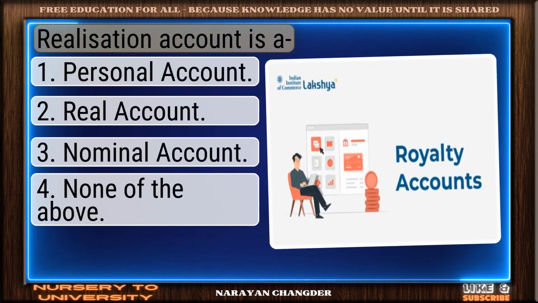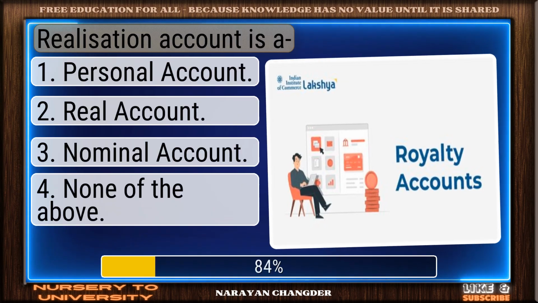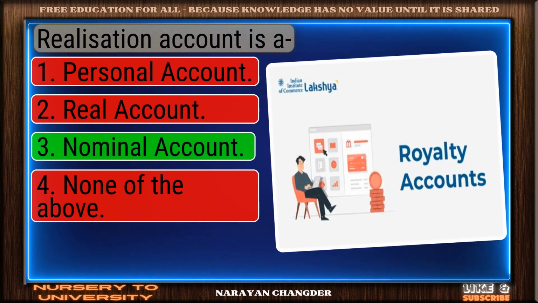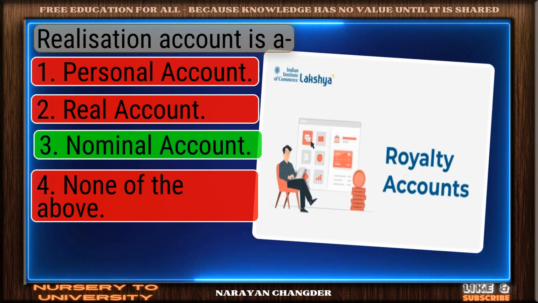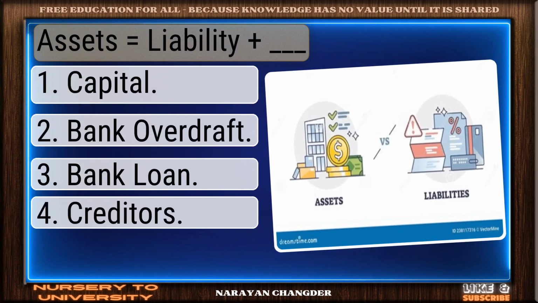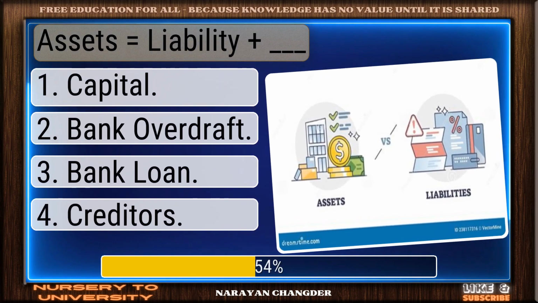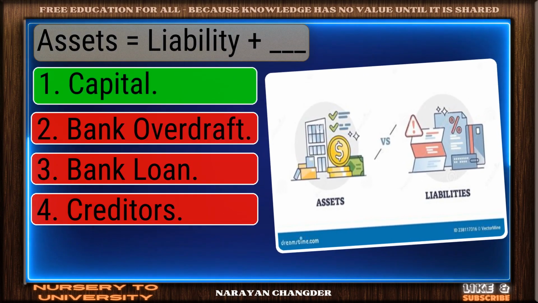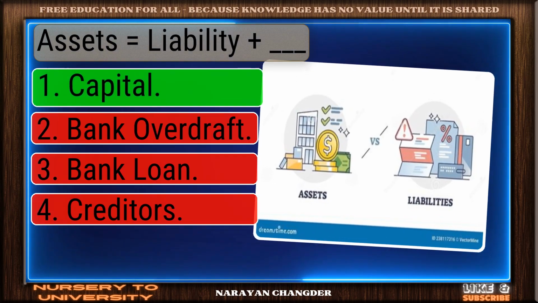Realization account is a. Right again. Nominal account is a valid answer. Assets equal to liability plus dash. Bravo. Capital is the answer.